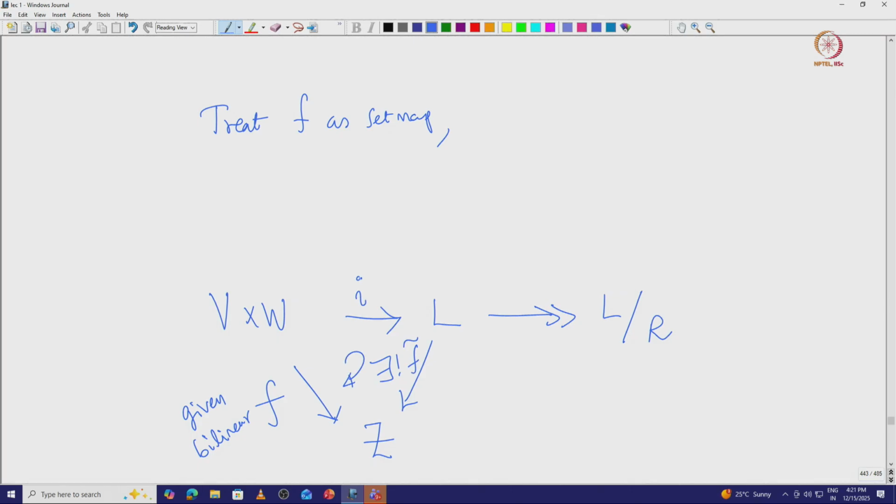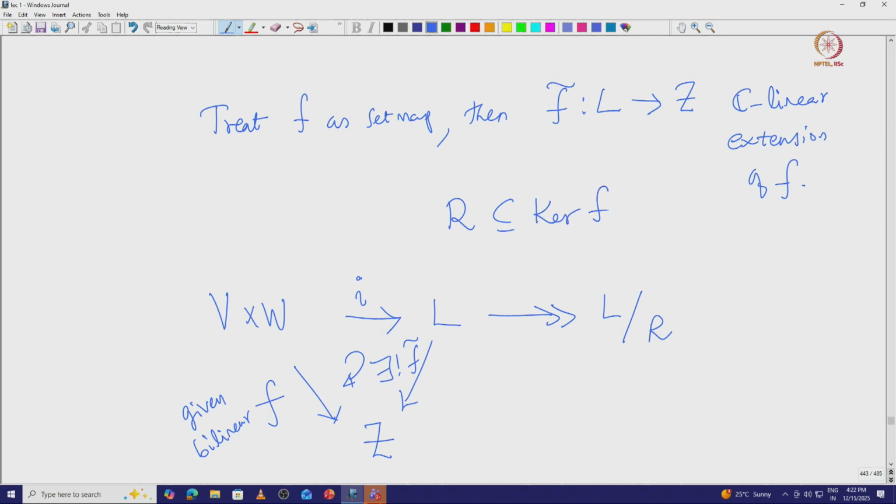So this is the inclusion iota, and we have this F tilde. So, what is this F tilde? F tilde is just the linear extension of F. So we have this F tilde from L to Z, which is the C-linear extension of F. Now it is easy to see that R is indeed contained in the kernel of F tilde. So, what is the meaning of that?